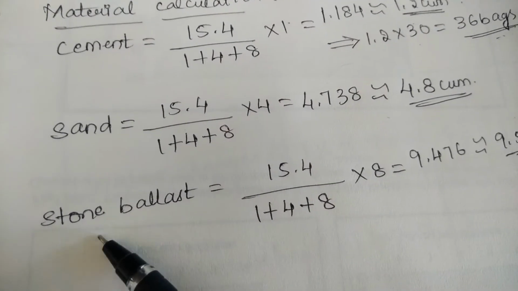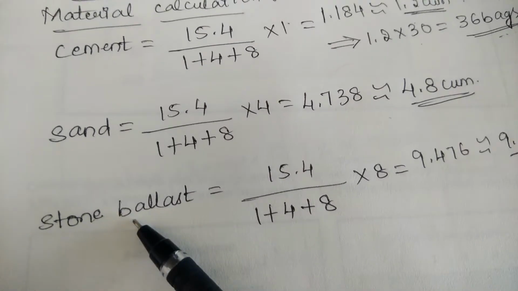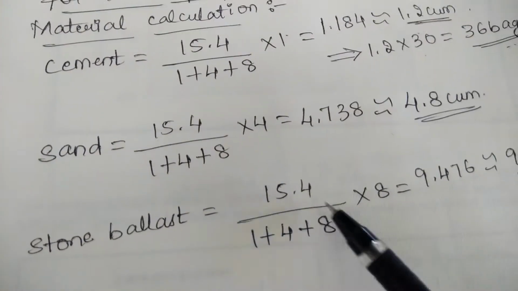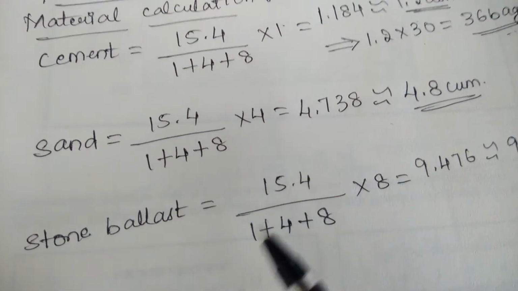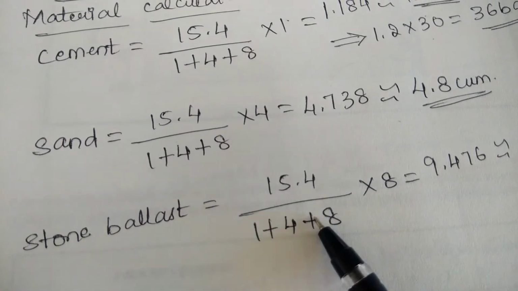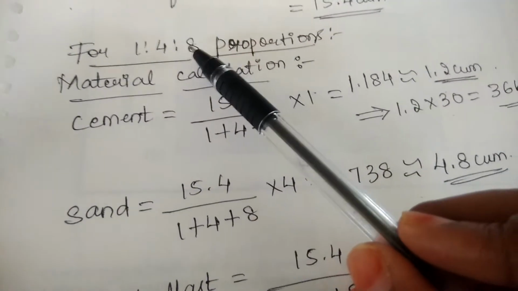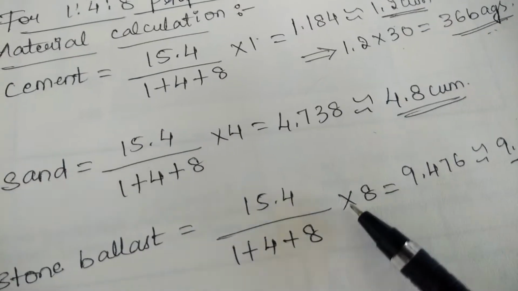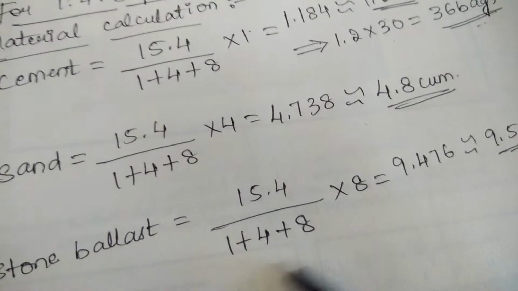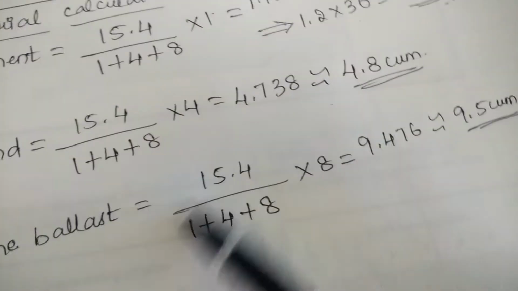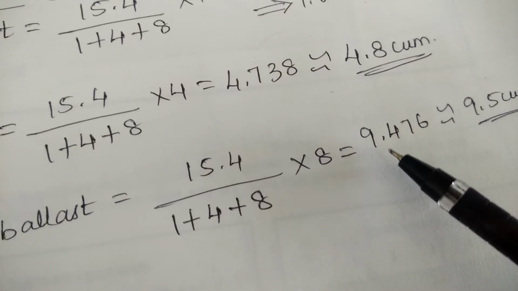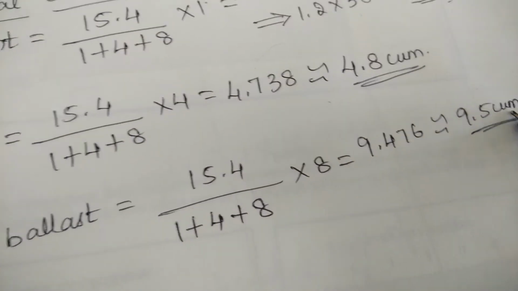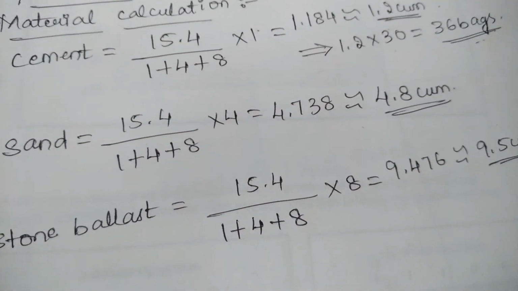Similarly, let us find the quantity of the stone ballast. Again you have to consider the dry volume of concrete, which is 15.4, divided by the total proportion, 1 plus 4 plus 8, into the part of the stone. Here the 8 part represents the stone, hence we multiply this by 8. On simplifying the total, you get a value of 9.476. Approximately you take the value as 9.5 meter cube. Now we have got all the material calculations.